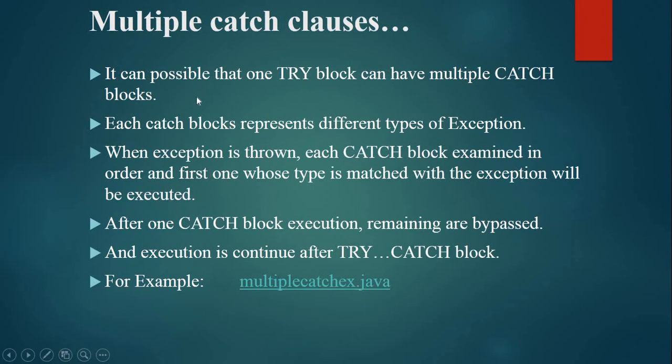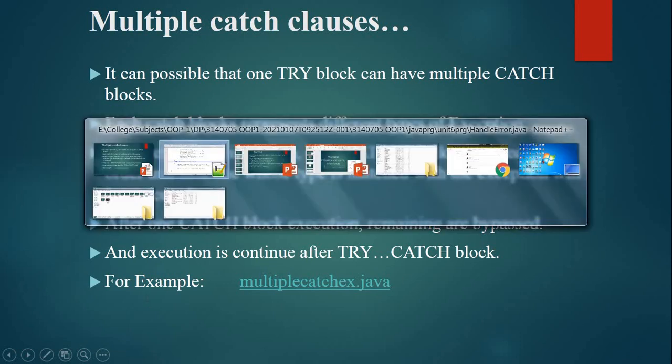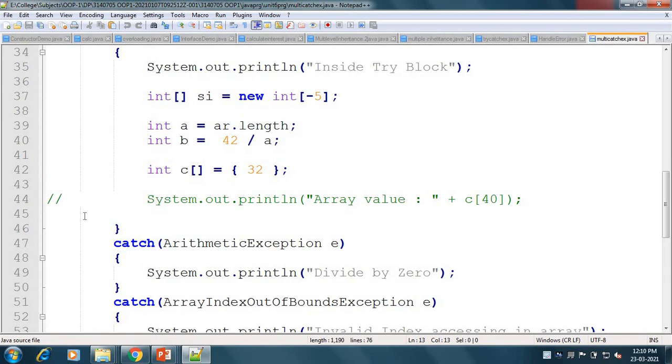Now next is multiple catch clauses. It is possible that one try block can have multiple catch blocks. Why? Because multiple errors can occur. Each catch block represents a different type of exception. When an exception is thrown, each catch block is examined in order and the first one whose type matches the exception will be executed. After one catch block executes, the remaining are bypassed, like our switch case, and execution continues after the try catch block. For it we have an example of multiple catch blocks.